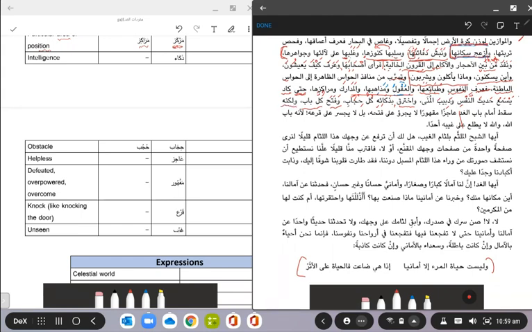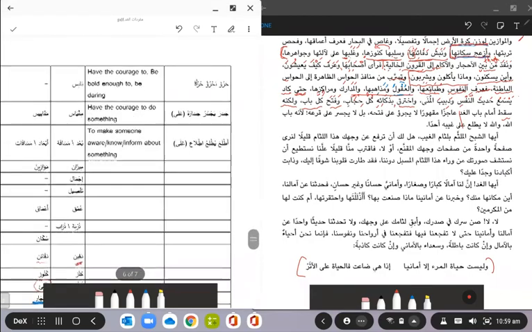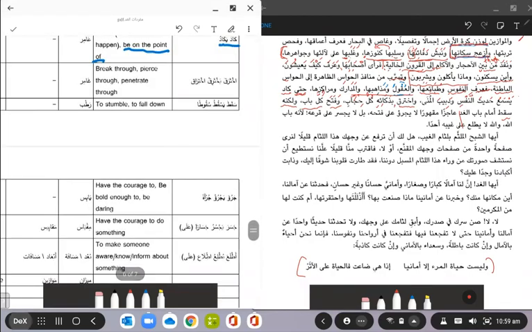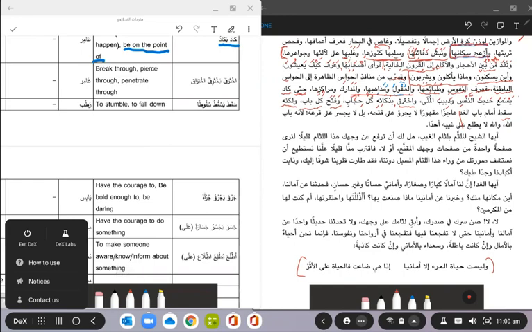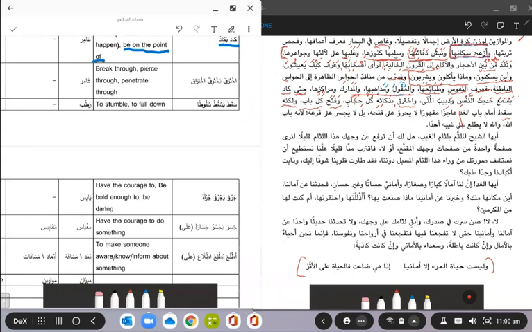وَلَكِنَّهُ, what does وَلَكِنَّهُ mean? But he, or however he, right? Either one's okay. However he, the human being, سقط, and سقط, the verb means سقط يسقط. سقوطا means to stumble or to fall down. Okay, it means to stumble or to fall down.